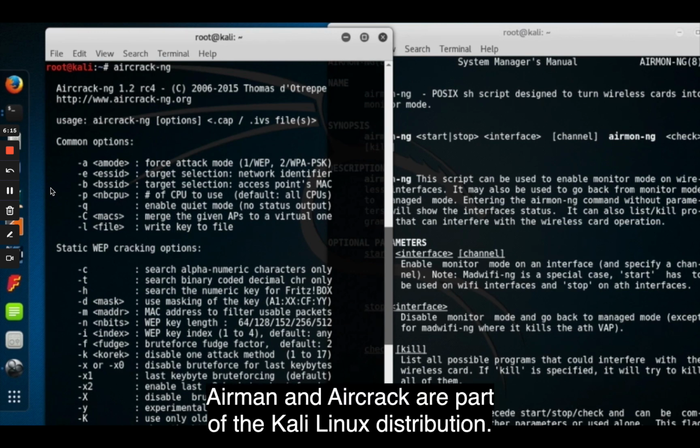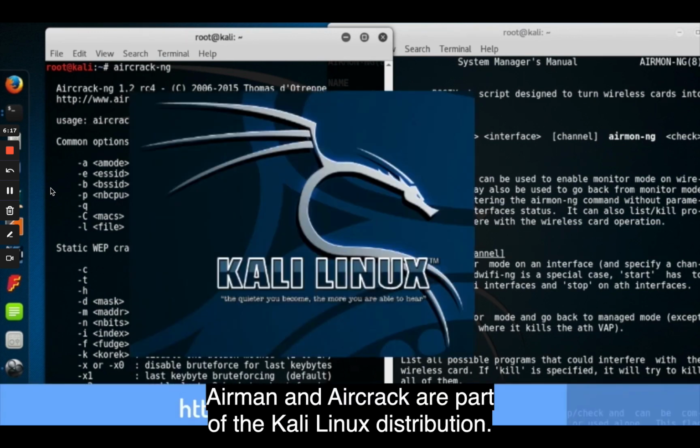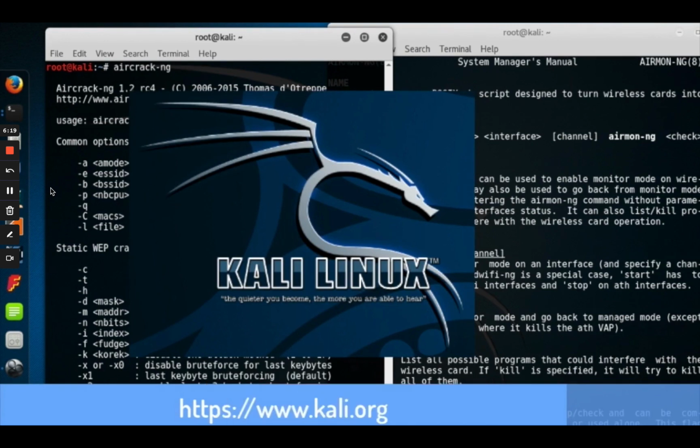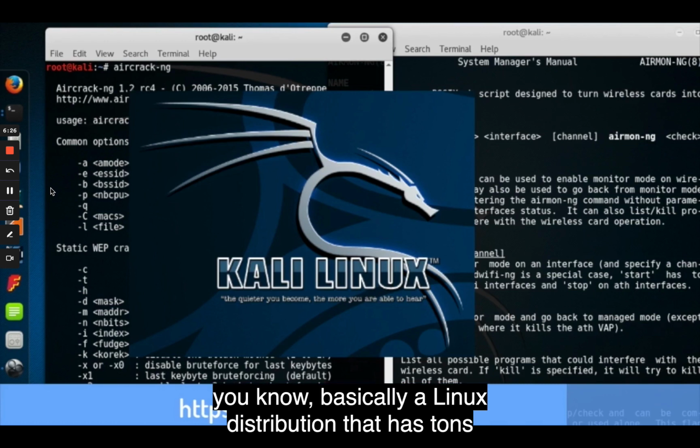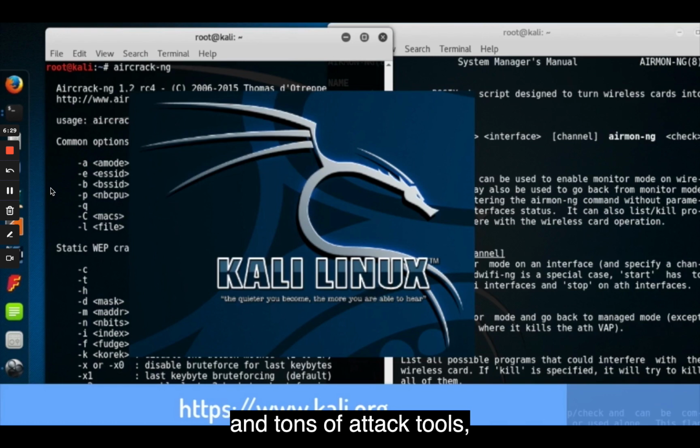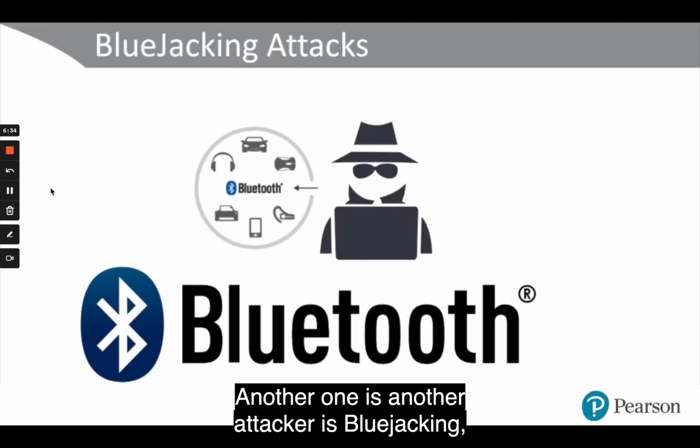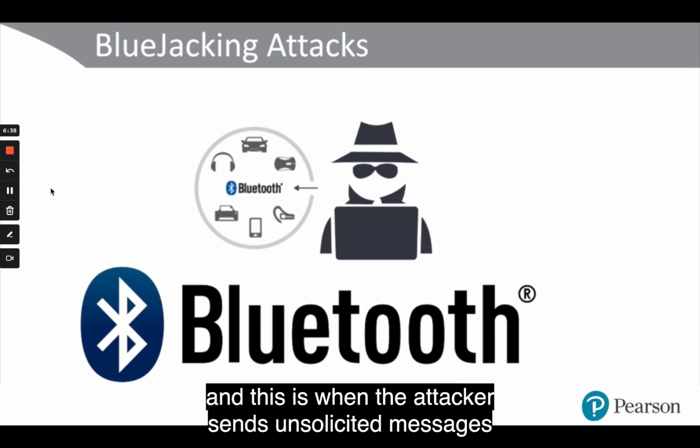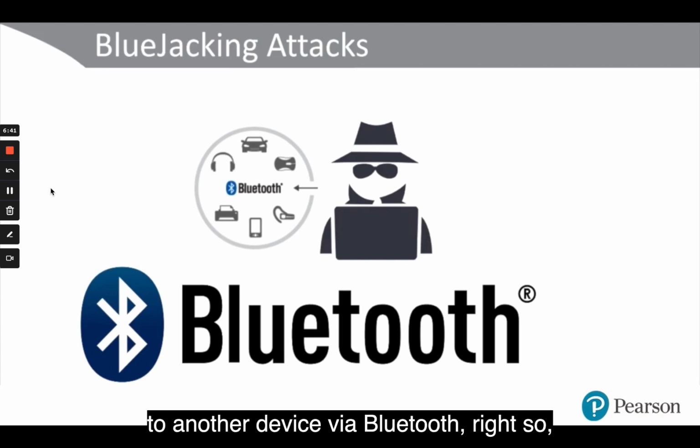As a matter of fact, Airmon and Aircrack are part of the Kali Linux distribution, and basically Kali Linux is a Linux distribution that has tons of penetration testing tools and tons of attack tools all in one environment. Another attack is bluejacking, and this is when the attacker sends unsolicited messages to another device via Bluetooth. This can be done to attack any Bluetooth-enabled device.